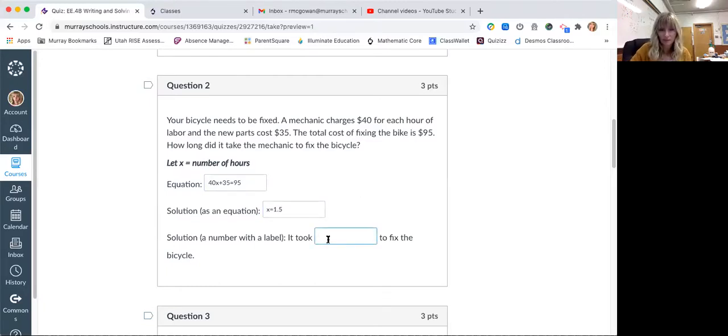Let's read this and see what makes sense. It took blank to fix the bicycle. 1.5 is going to be in there, and then look at how we assign the variable. It took 1.5 hours to fix the bicycle. So you're going to write your equation, you're going to solve it, and then type in your solution as an equation, x equals whatever, and then you type in your solution relating it back to the question.